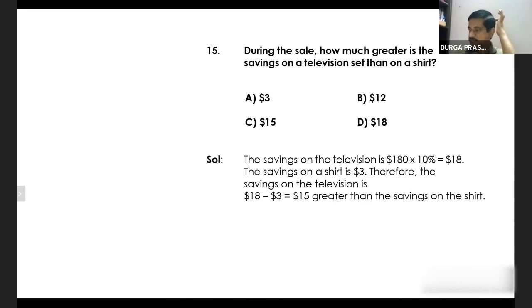See, what is the saving on television? It is $18, 10% of this one, $180. So on the shirt, they saved $3. So what is the difference of saving? 18 minus 3, that is 15. So option C. Please note it quick.